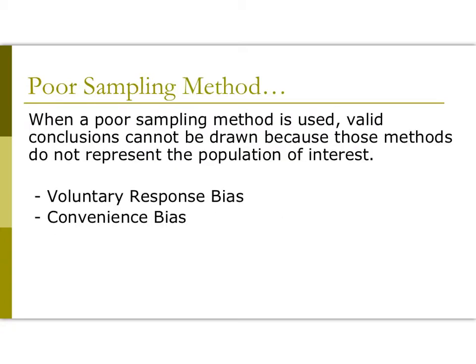And the last is using a poor sampling method. We talked some about convenience sampling and voluntary response sampling. Those naturally lead to different biases when I use them. And so I can't draw valid conclusions because those don't represent my actual population.